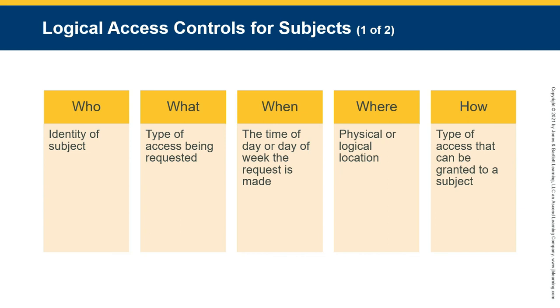Logical areas. Who? Identify the subject. What? The type of access being requested. When? The time of day or week this request is being made. And that's something we haven't talked about yet, but we can actually lock our system down. If someone works 9 to 5, we can give them access to the system 9 to 5. If they log in at 2 in the morning, well, that's a red flag. So we can do some of these different things. Where are they physically, or is it going to be remote? And how, the type of access that can be granted to the subject. Not everyone should be working remote if they don't have to.